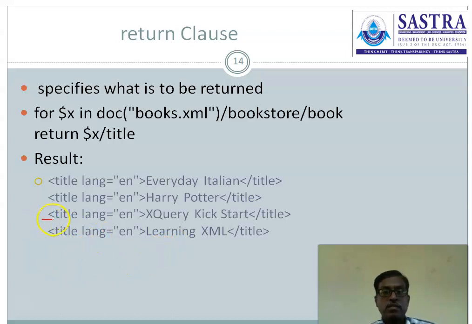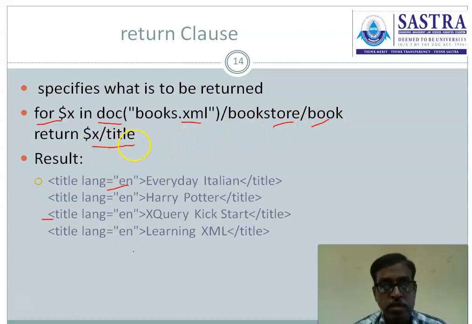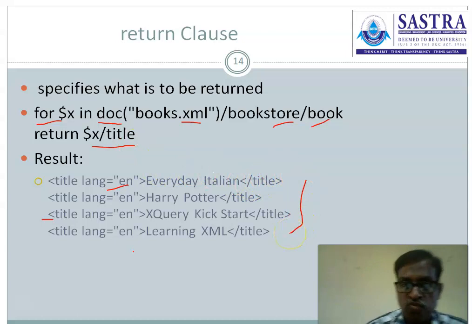Return $x title. See the example here: for $x in document books.xml, and then bookstore and book, and $x title will be displayed. So see, we are getting this result as the execution of the previous query.